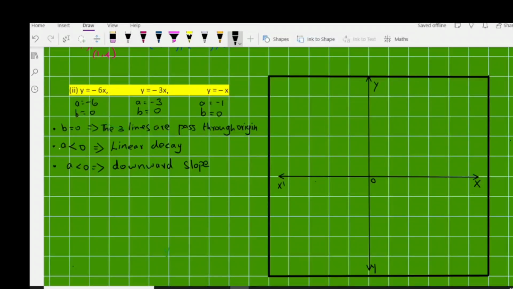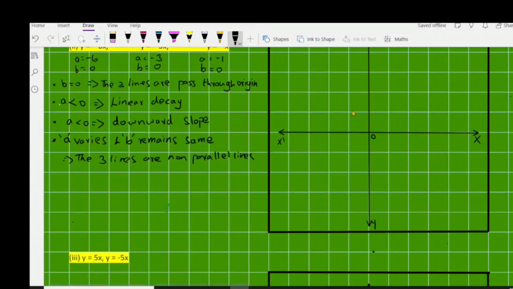The nature of the slope is nothing but downward. And the next observation: in all the three lines, the value of A varies and the value of B remains the same. It shows that the three lines are non-parallel lines. Let's check this with our graph.